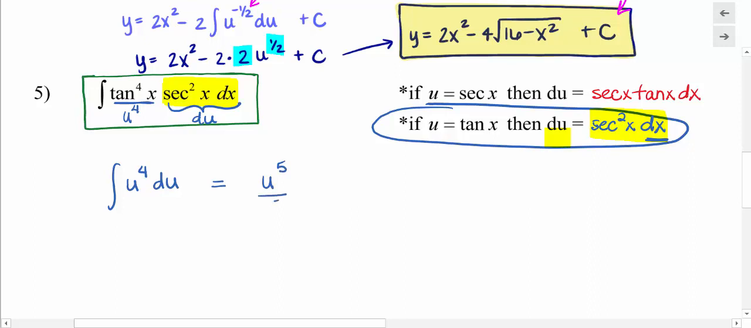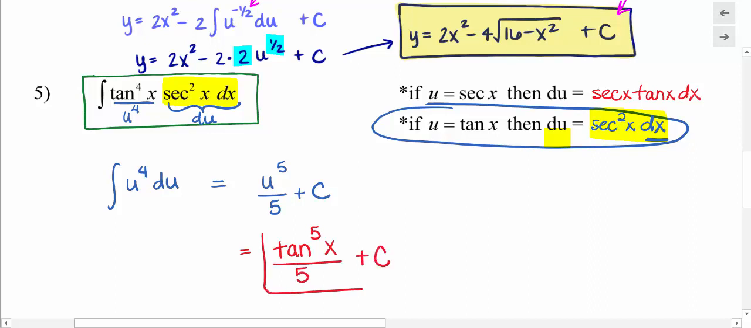So if I integrate this, I get u to the fifth over 5. Don't forget your plus c, constant of integration, and put your u back in. So this would be tangent to the fifth x over 5 plus c.